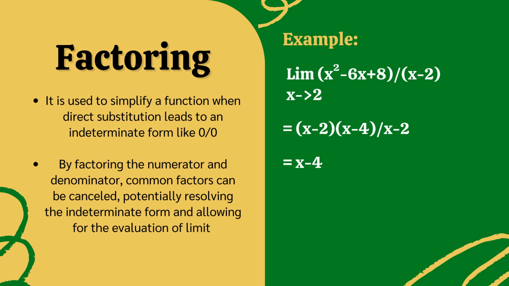After cancelling, we can perform direct substitution in x minus 4, which gives us 2 minus 4 equals negative 2. Therefore, the limit of the function as x approaches 2 is negative 2.